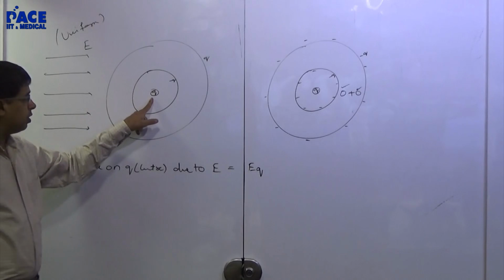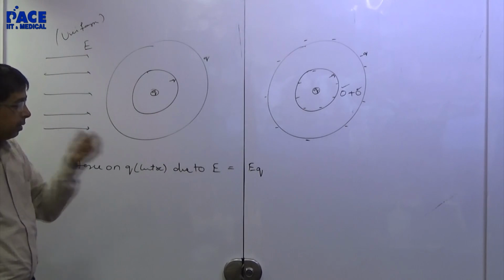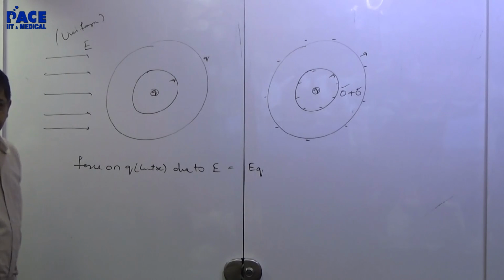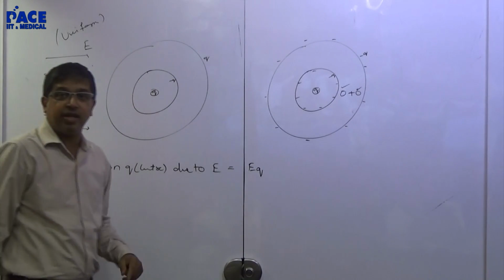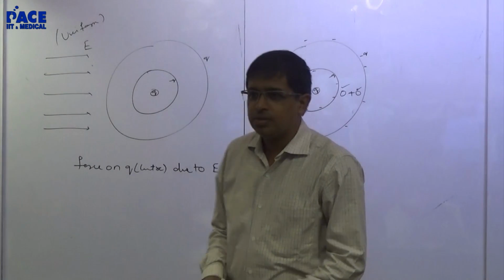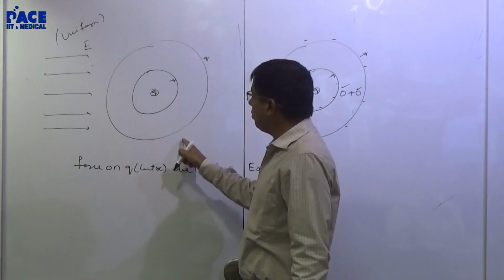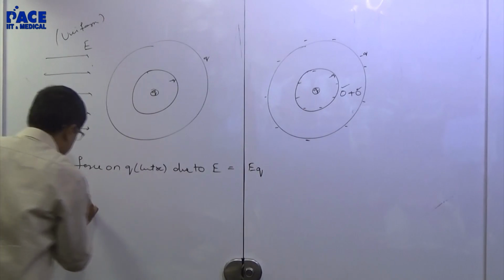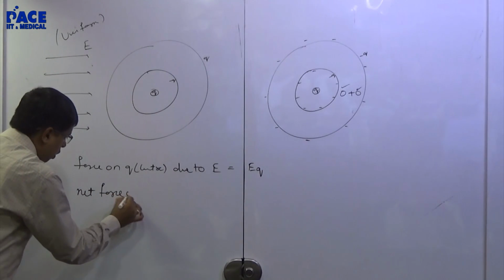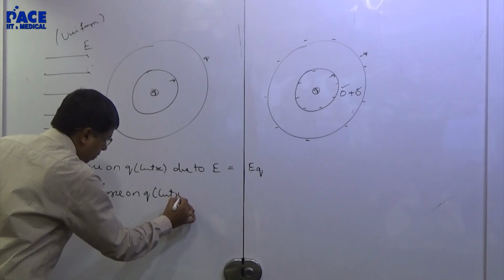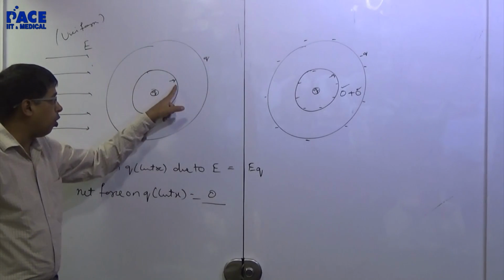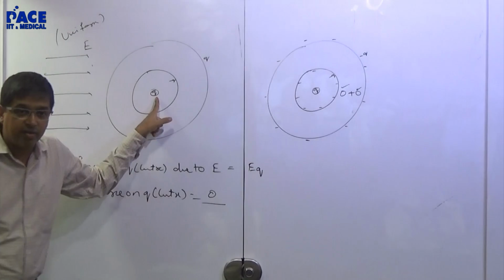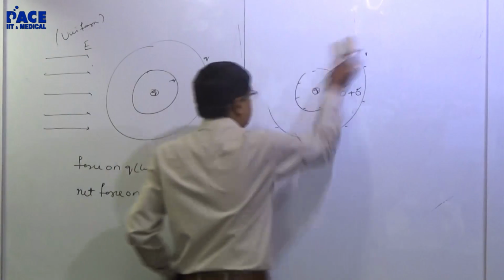Towards the right, force on this due to the field will be EQ. Don't tell me external field doesn't enter inside the cavity. It does. This Q would be redistributed so that they cancel out here. If you ask me, net force on Q at the center, this is 0. Why? This external field and this will give me 0 and this is uniformly distributed, so either way it will give me 0.